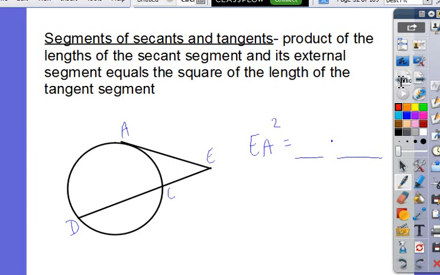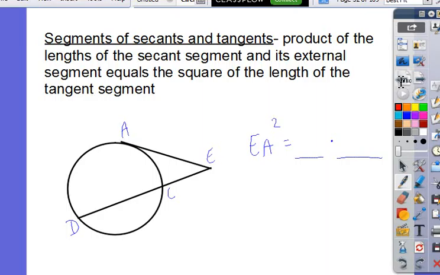All right, for this rule, it says the product of the lengths of the secant segment and its external segment equals the square of the length of the tangent. First of all, we need to identify which one is the secant, which one is the tangent. So which one is which? The tangent is AE. How do I know that? Because it's outside, but it hits the circle one time. And then the secant is DE because it goes through and hits it twice.